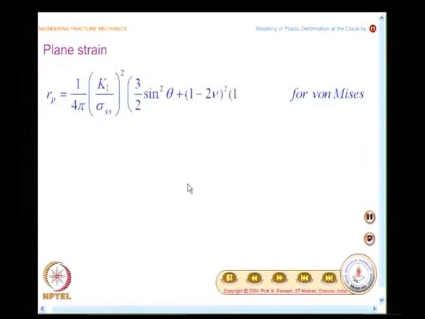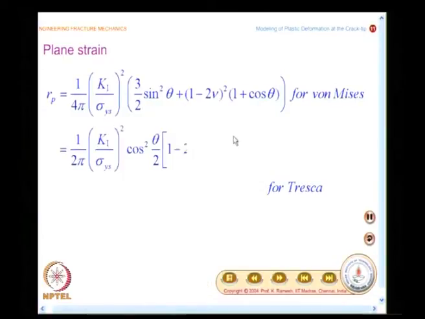For the plane strain situation, the expression for Rp turns out to be 1 by 4 pi multiplied by (k1 by sigma ys) whole square multiplied by [3 by 2 sin square theta plus (1 minus 2 nu) whole square multiplied by (1 plus cos theta)], and this is for von Mises.